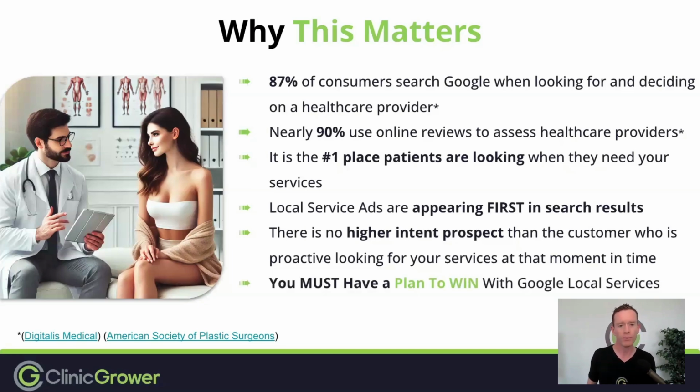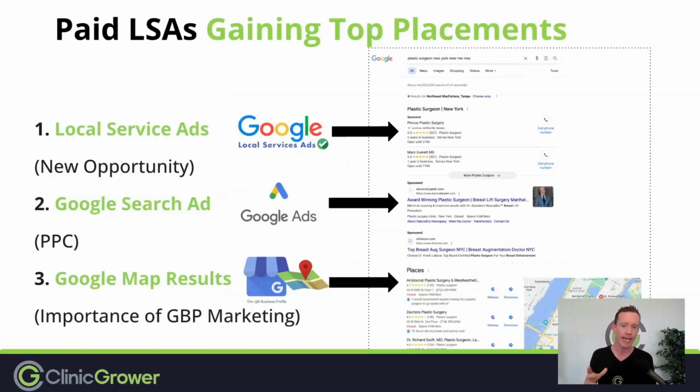And Google is providing that opportunity right now, and we're going to show you how to take advantage of that. So when it comes to the LSAs, those paid local service ads, and gaining top placements, this is essentially how Google has been rearranging the landscape. Local service ads, this newer opportunity, are being ranked and appearing right there underneath the search bar. As I said, if you do a local search for plastic surgeon or plumber near me, you'll start to see those. The Google search ads have been pushed further down, and the Google map results have also been pushed slightly further down the page as well.